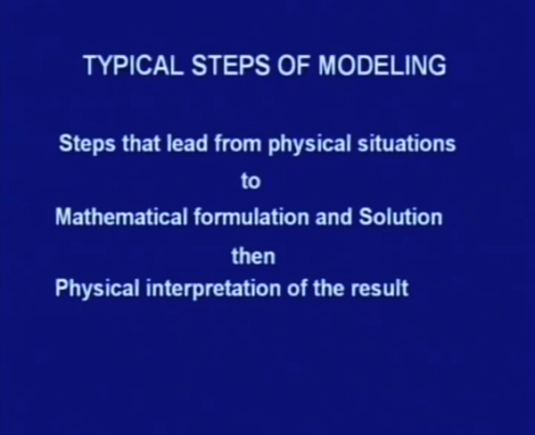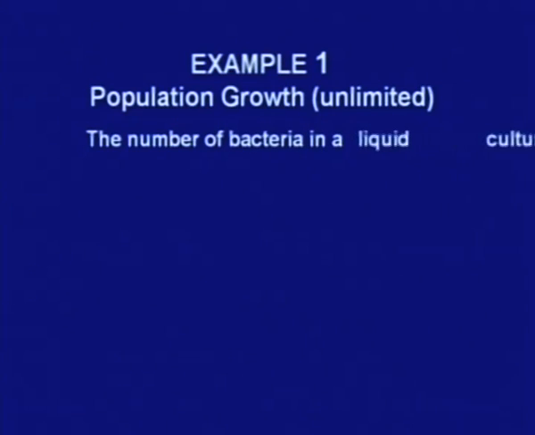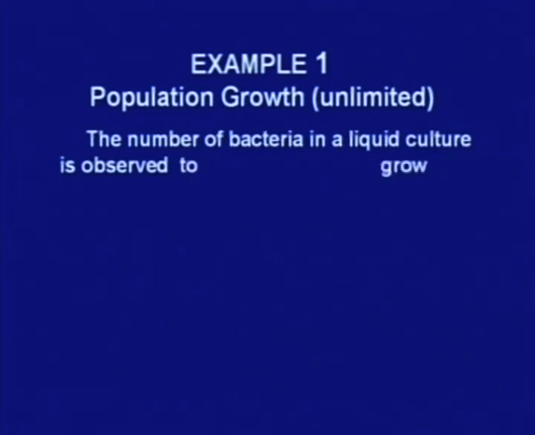Now, let us try to see this with a simple example. The first example is about population growth. We are writing it as unlimited because we have assumed that there is no condition or control on the growth. The example: the number of bacteria in a liquid culture is observed to grow at a rate proportional to the number of cells present.